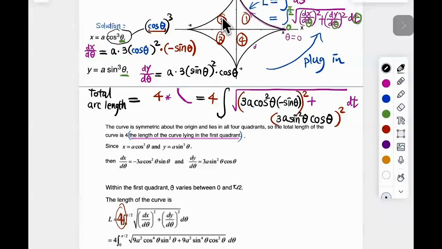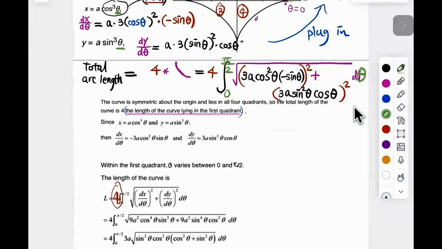Now t goes from what to what? Oh, I'm sorry, I keep on saying t. That's theta. Theta goes from what to what? 0 to pi over 2. Yes, she said. Okay, good. Now, not too bad.